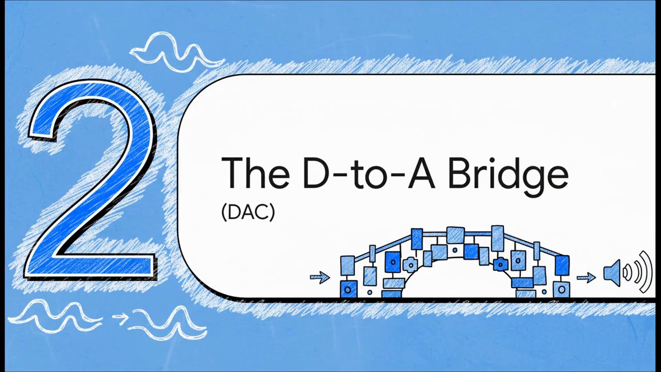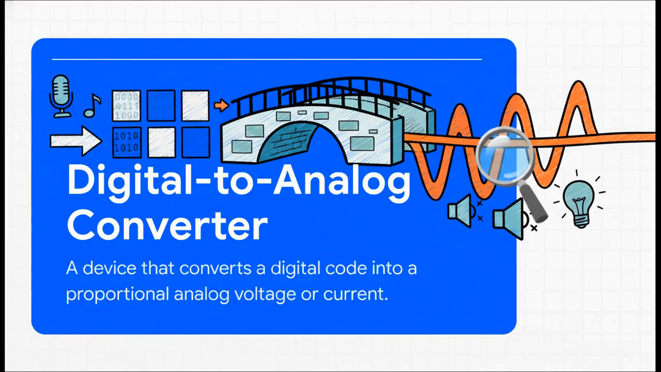So let's start with that first bridge, the one that takes the computer's language and translates it back into our world. This is the digital to analog converter, or, as we all call it, the DAC. So what is a DAC really? Well, you can think of it as a translator. It takes a digital number, a string of ones and zeros, and it converts it into a very specific proportional analog voltage. The bigger the digital number, the higher the voltage. It's as simple as that.